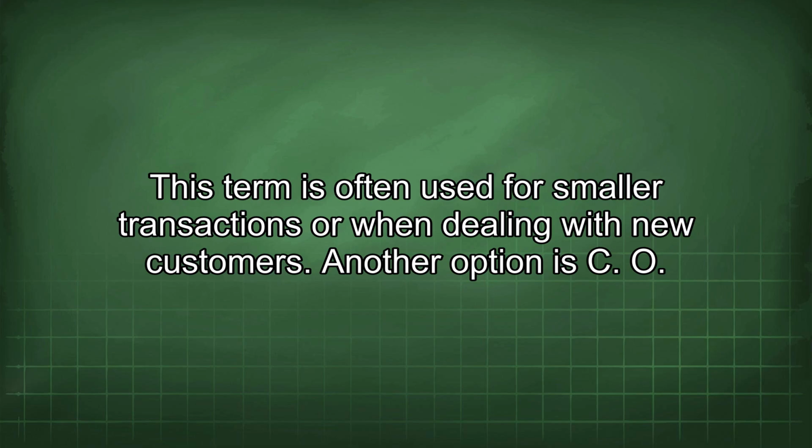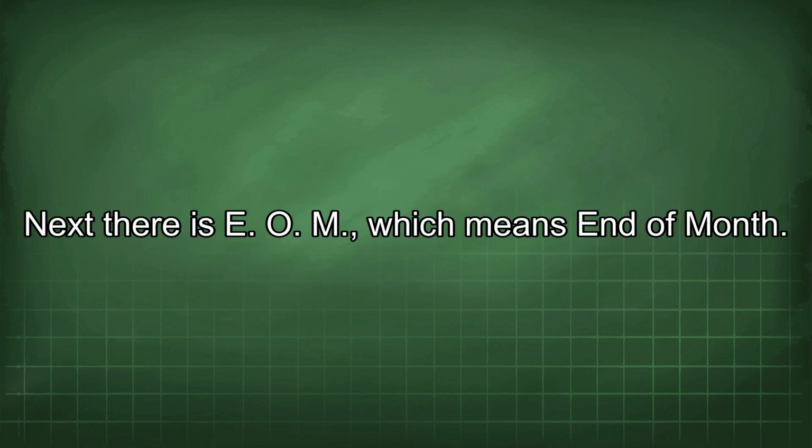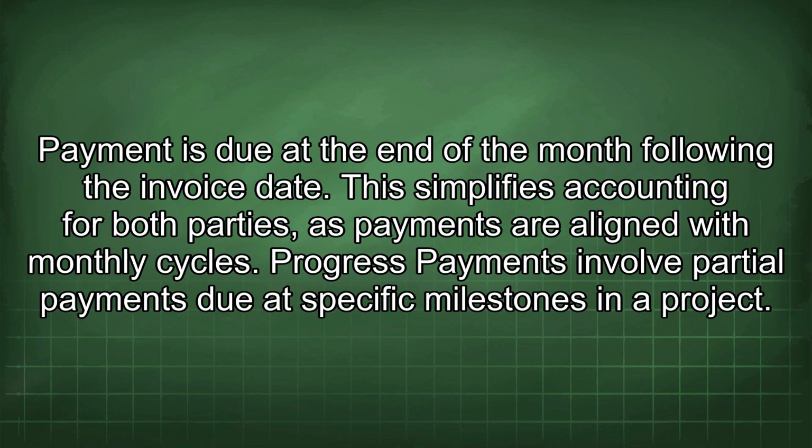Another option is COD, which means cash on delivery. Payment is due when the product or service is delivered. This is common in retail or situations where there is a high risk of non-payment. Next there is EOM, which means end of month. Payment is due at the end of the month following the invoice date. This simplifies accounting for both parties, as payments are aligned with monthly cycles.